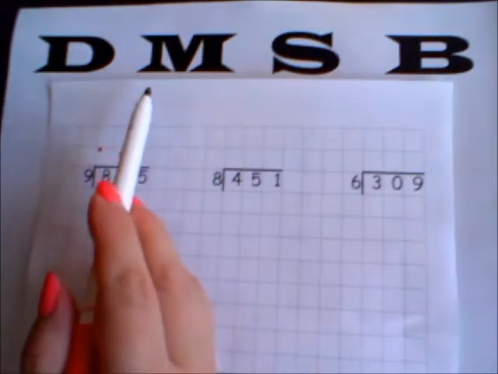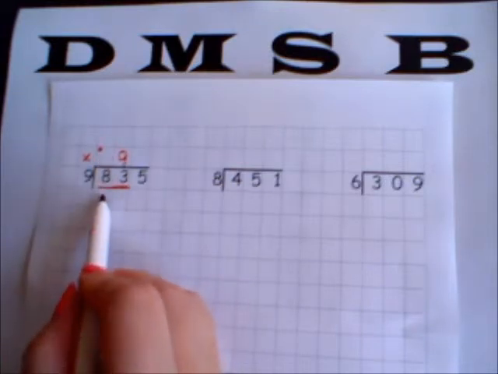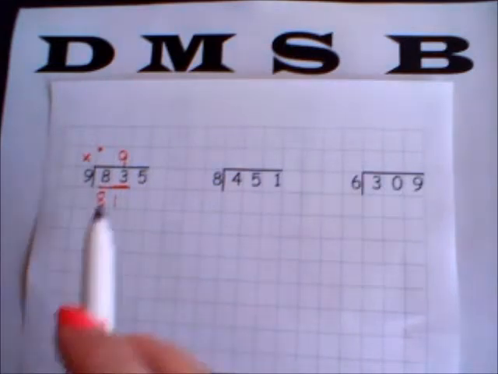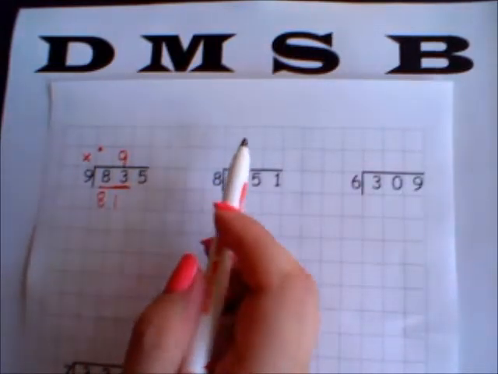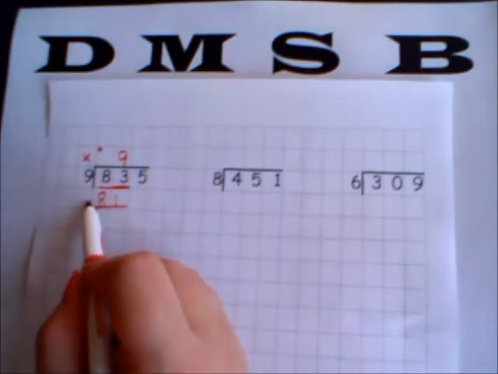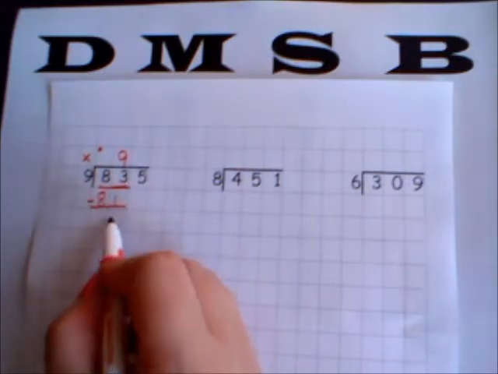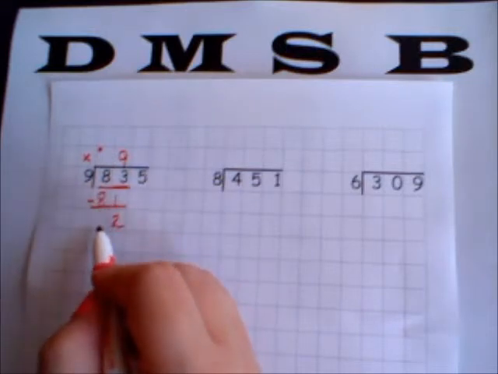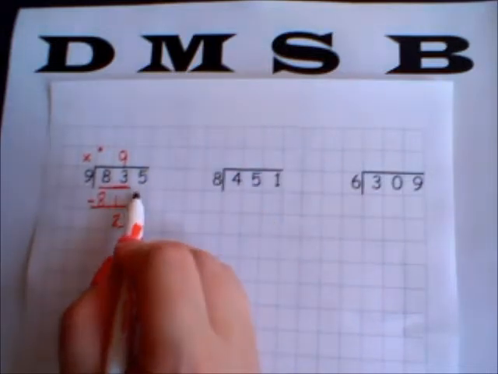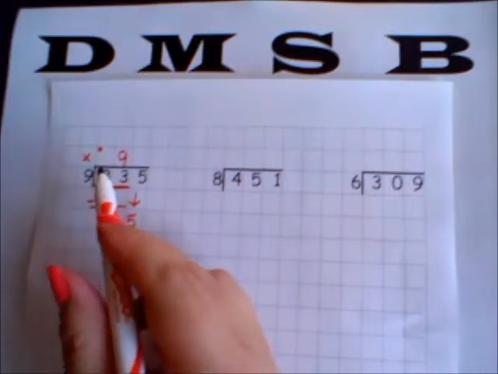Now we multiply. 9 times 9 is 81, okay? The next step in our DMSB loop is to subtract. So we are going to subtract 81 from 83. 3 minus 1 is 2. Obviously, 8 minus 8 is 0, so there's nothing there. The next step is to bring down. We're going to bring down our 5, and then we're going to start over again.